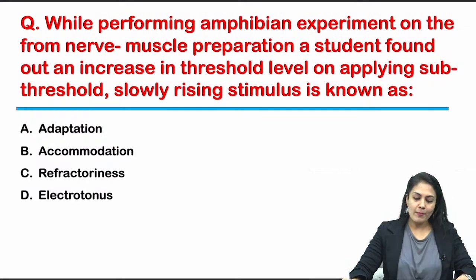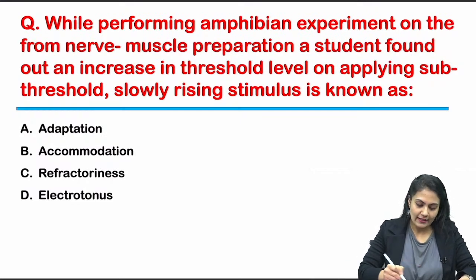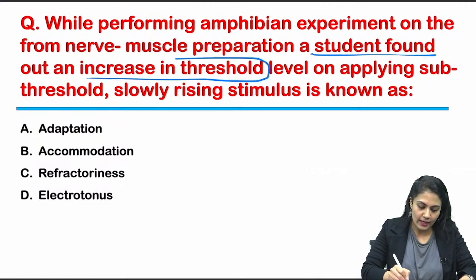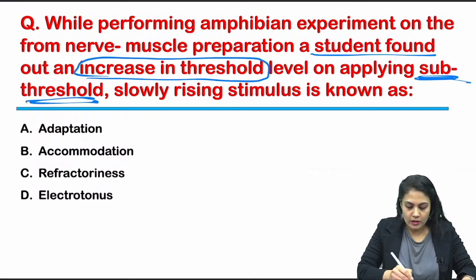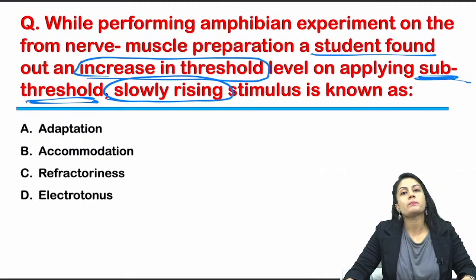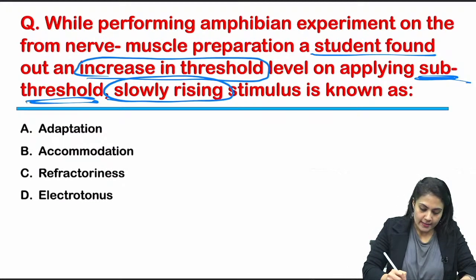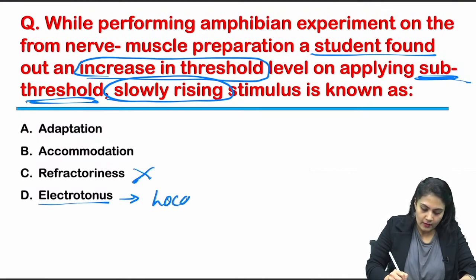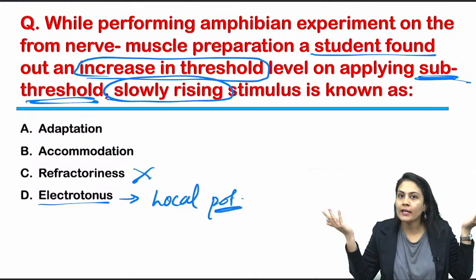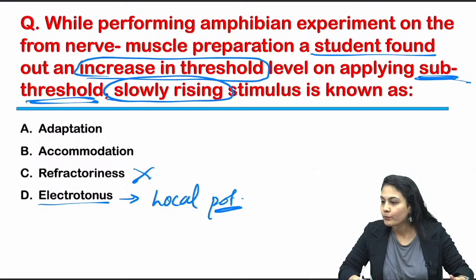All right. Performing amphibian experiments, right? Increase in the threshold. Now what it is saying is that the student found an increase in the threshold level on applying a sub-threshold, slowly rising stimulus. Okay, so I'll just give you two things. It is not refractoriness. Electrotonus means it is the local potential, and local potential doesn't talk about the threshold at all. We know that, right? All is well, right?